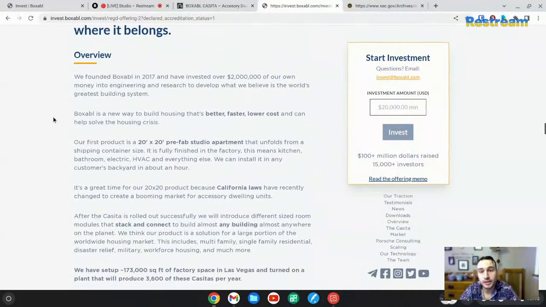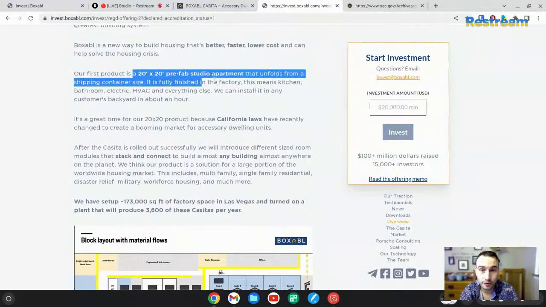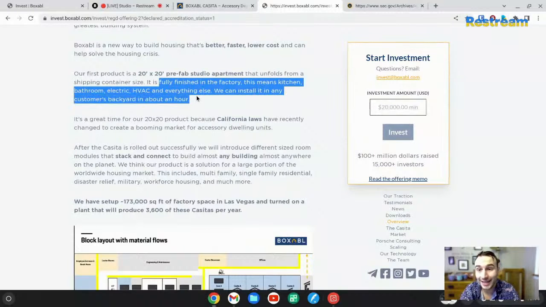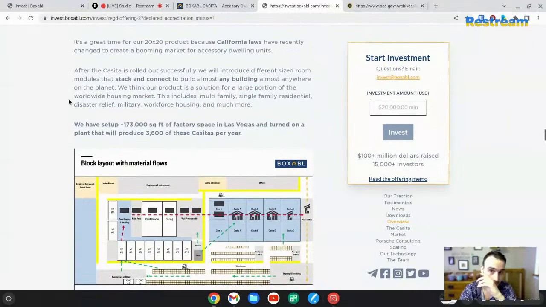We founded Boxable in 2017 and have invested over $2 million of our own money into engineering and research to develop what we believe is the world's greatest system. Not housing system, building system. Boxable is the new way to build housing that's better, faster, and lower cost and help solve the housing crisis. Our first product is a 20-foot by 20-foot prefab studio apartment that unfolds from shipping container size. It is fully finished, which means kitchen, bathroom, electric, HVAC, and everything else. We can install it in anyone's backyard in about an hour.